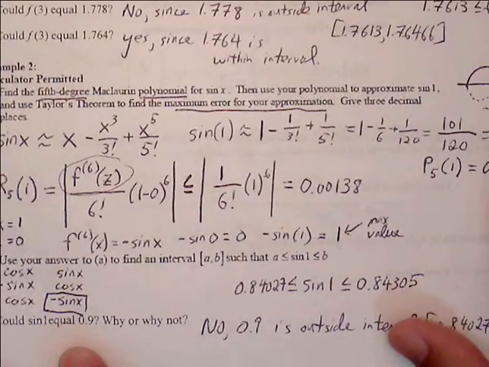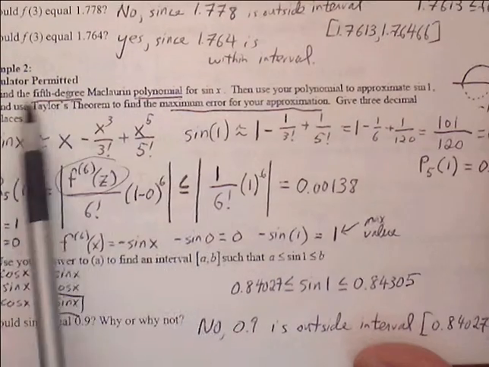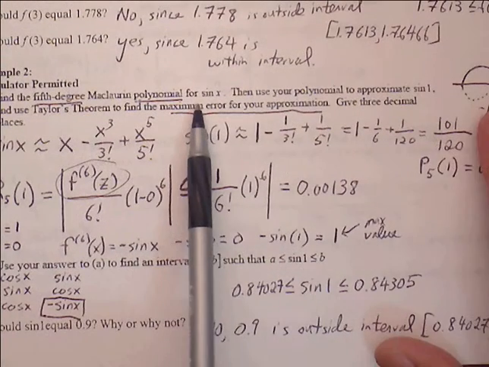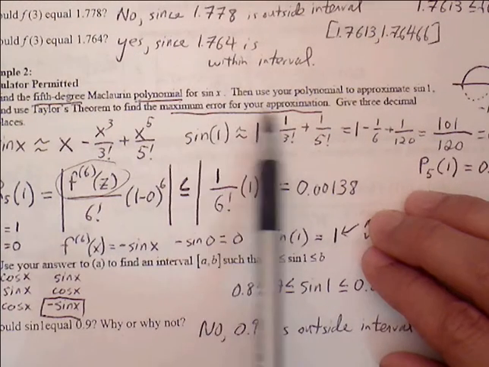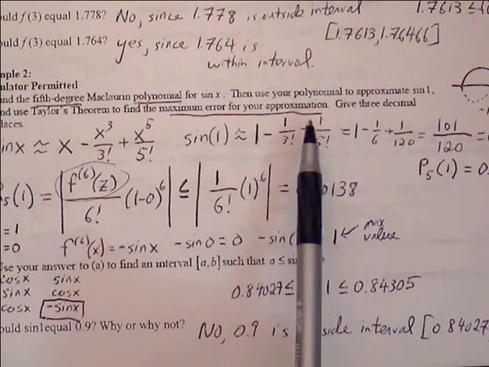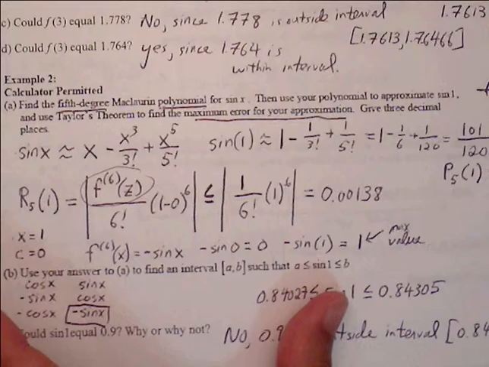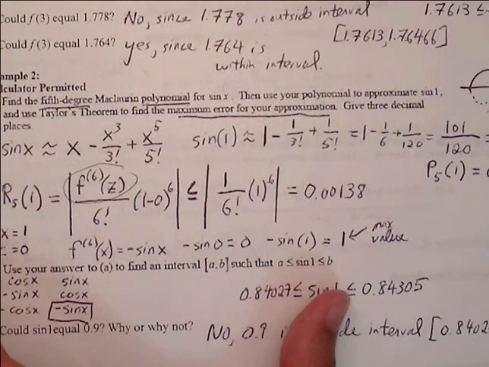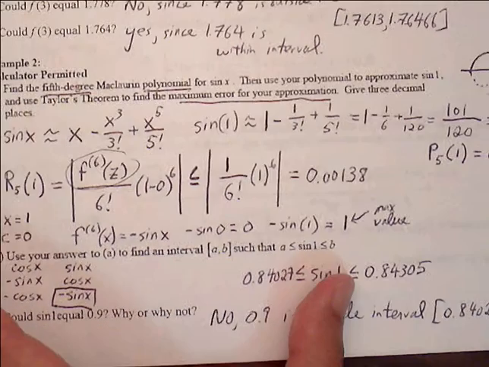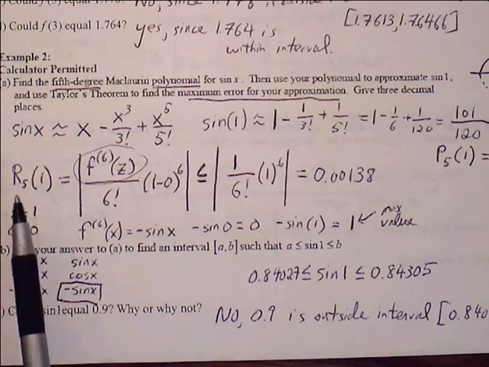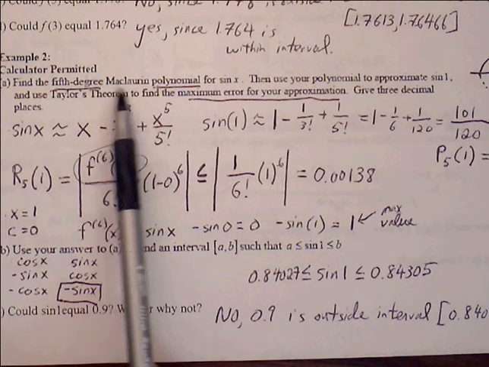All right, find the fifth degree Maclaurin polynomial for sine of x. Then use your polynomial approximation to approximate sine of 1. And use Taylor's theorem to find the maximum error for your approximation. Give 3 decimal places. Well, we should have memorized the Maclaurin polynomial for sine of x.